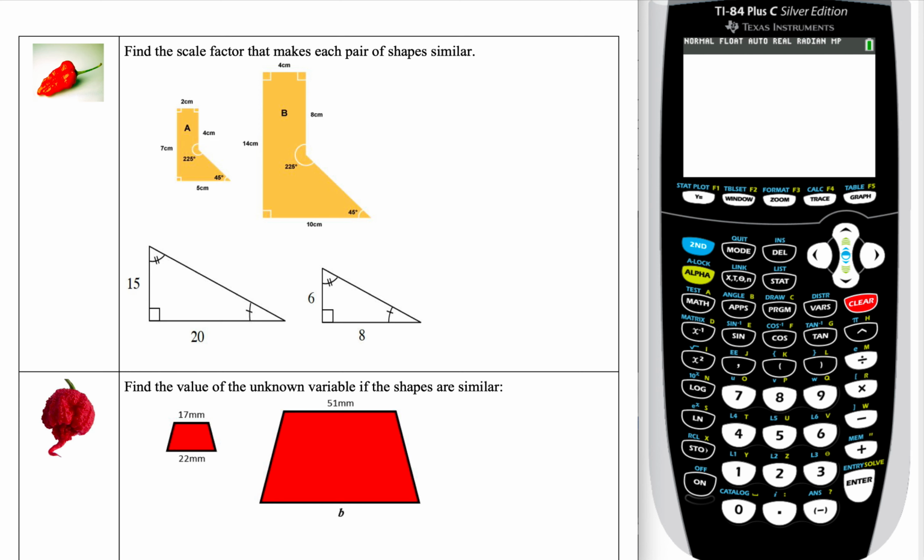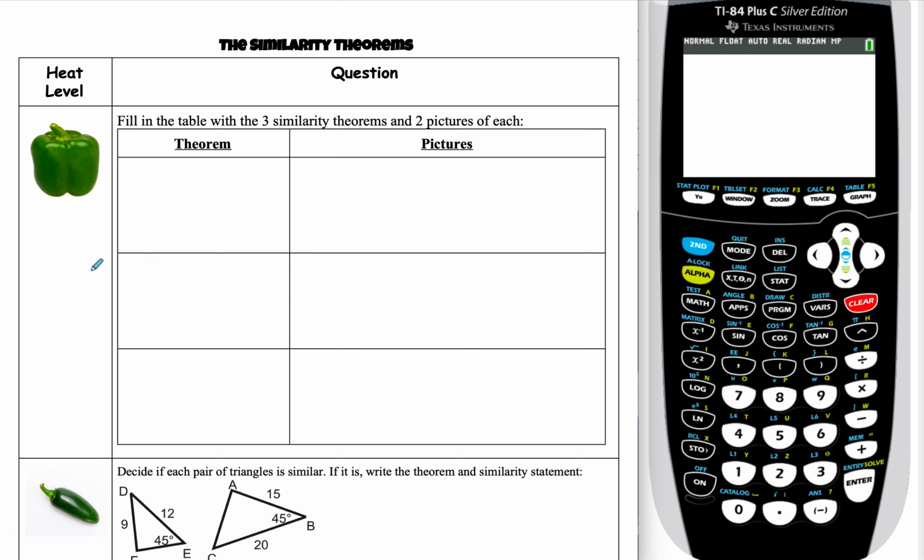All right, so similarity theorems. There are three similarity theorems. There is angle, angle. There is side, side, side. And there is two sides and an angle between them. Okay? So, angle, angle similarity looks like this.